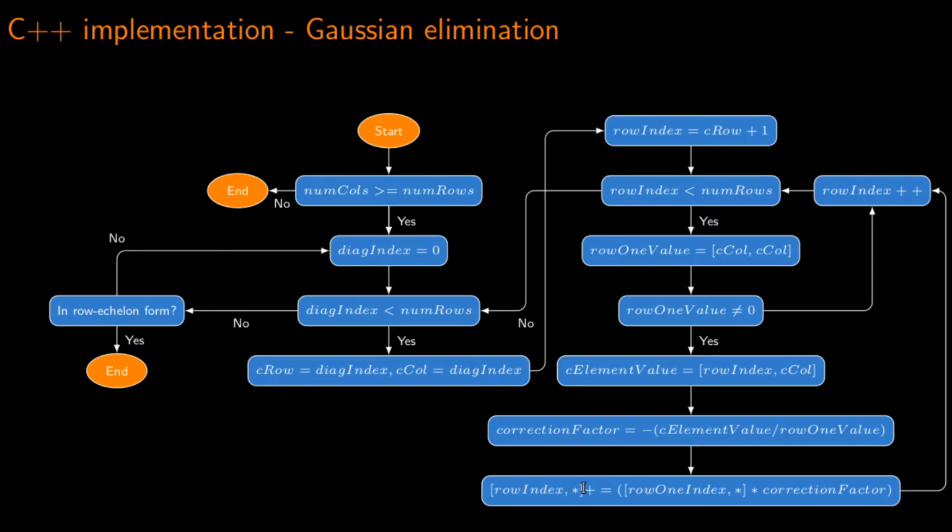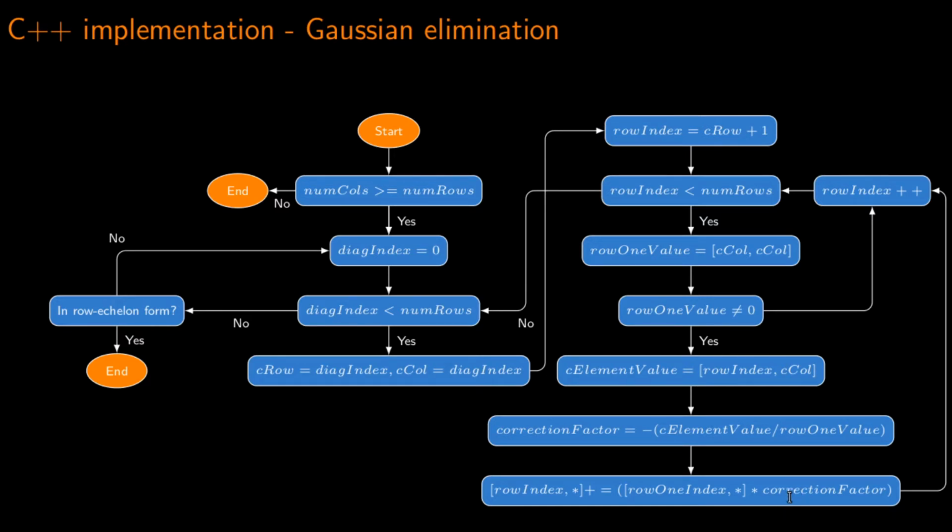and then we simply take the row indicated by row index, and to every element in that row we add the value of the matrix at row 1 index, comma whatever element in the column we're looking at, multiplied by the correction factor. So the point is this will work through the elements in the column below the current diagonal element, and we'll calculate the correction factor that we need to add to that element in order to make it equal to 0 based on a multiple of one of the other rows.